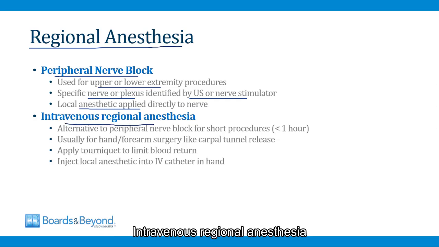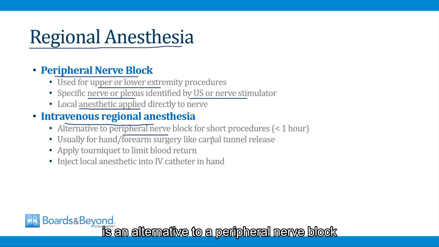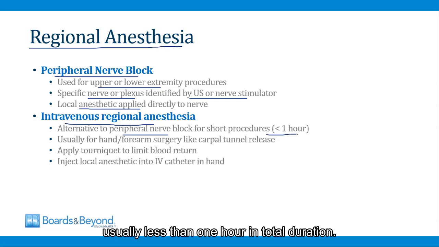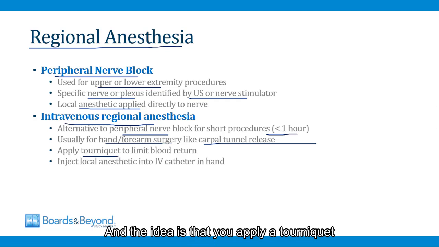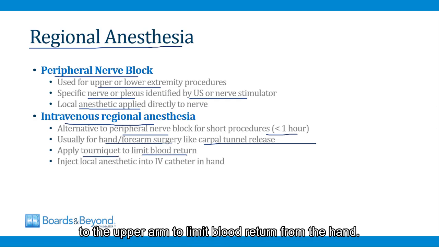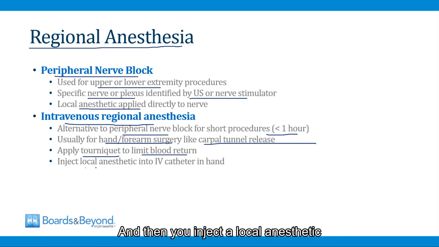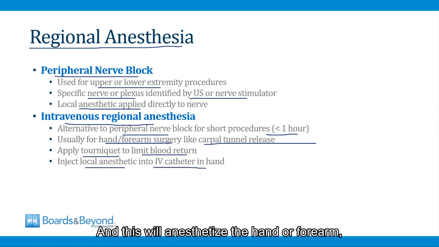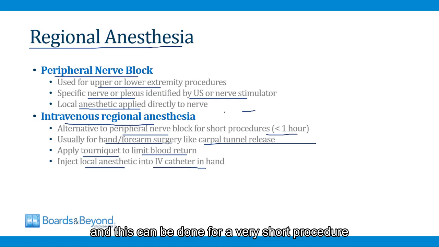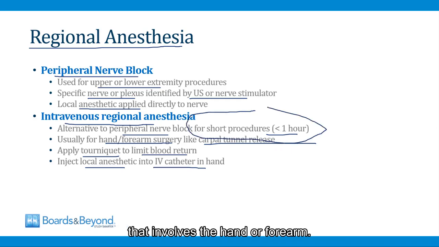Intravenous regional anesthesia is an alternative to a peripheral nerve block for short procedures, usually less than 1 hour in total duration. It's usually done for hand or forearm surgeries, like, for example, a carpal tunnel release. And the idea is that you apply a tourniquet to the upper arm to limit blood return from the hand, and then you inject a local anesthetic into an intravenous catheter in the hand, and this will anesthetize the hand or forearm, and this can be done for a very short procedure that involves the hand or forearm.